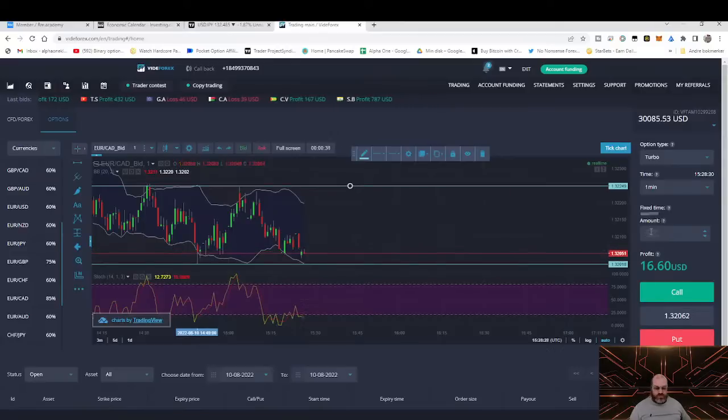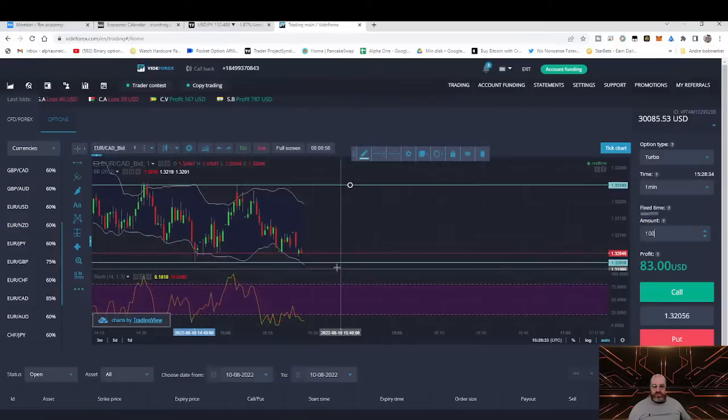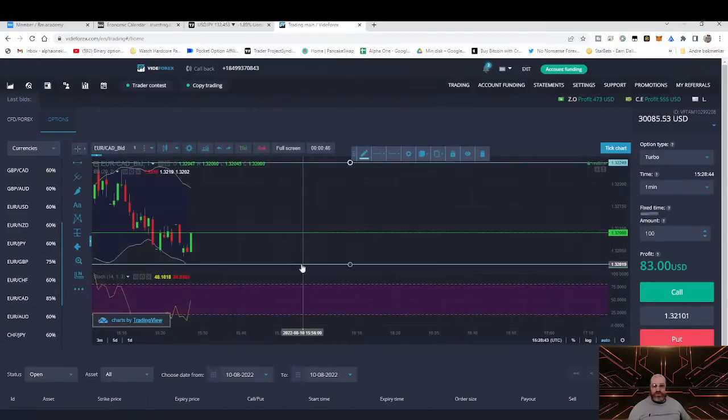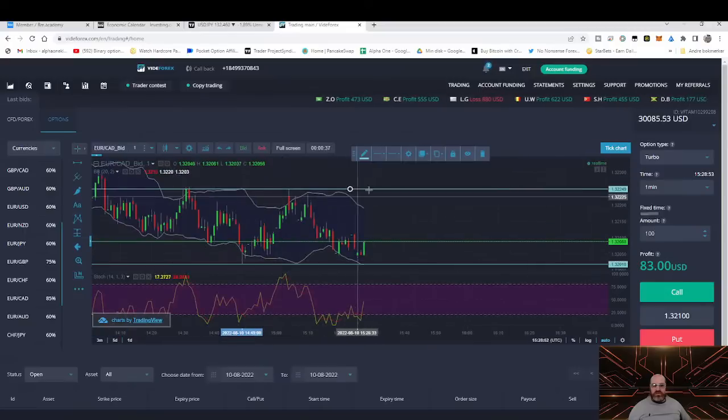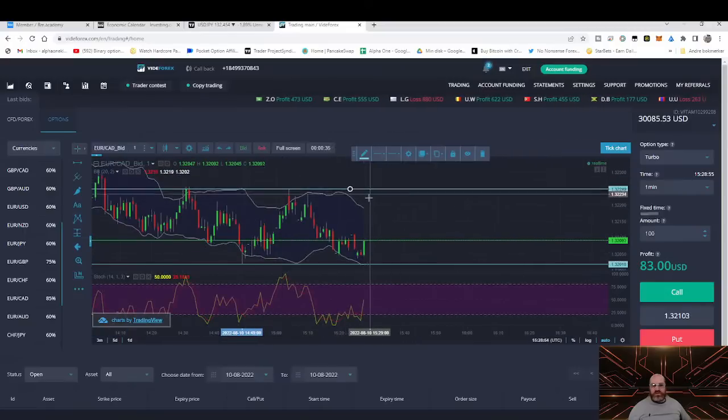We can change this one to 100 now. So if we come down here now, for example, we need to have a space in between the Bollinger Band and this support line to take a trade. But the one you see up here, this one is valid. Here you see a space in between.